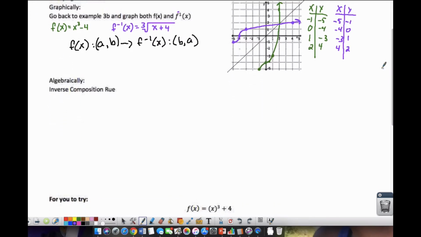All right, inverse composition rule. This says that, let me write this out.